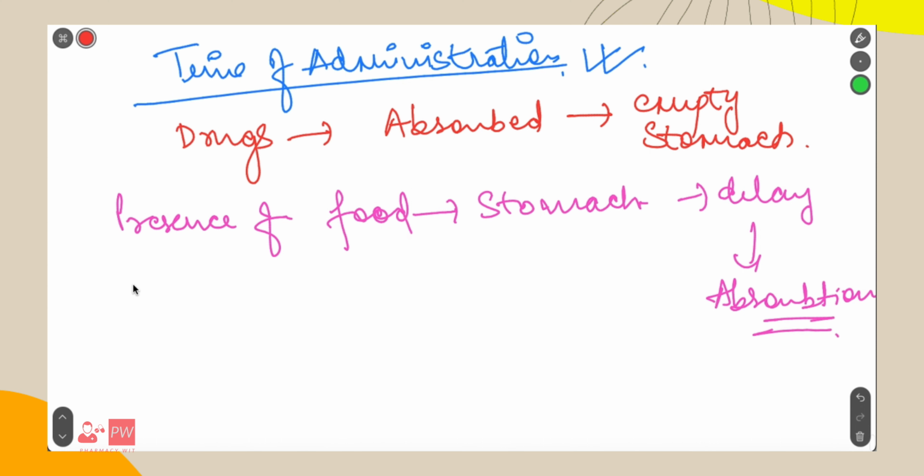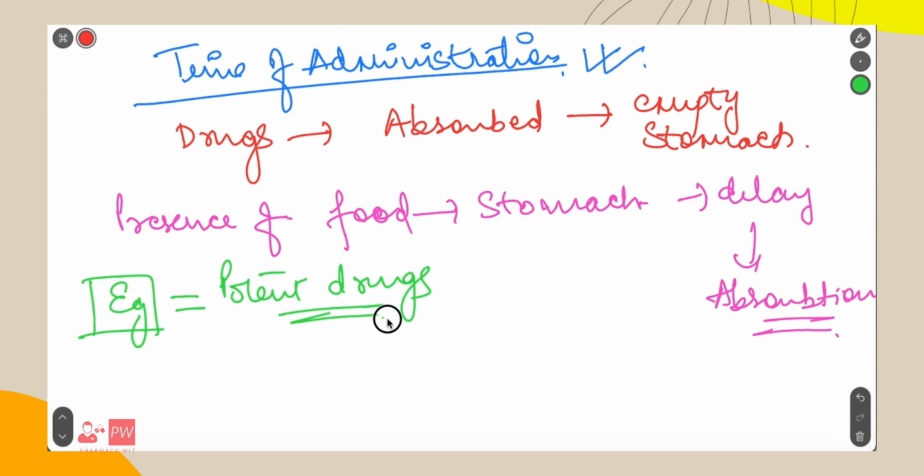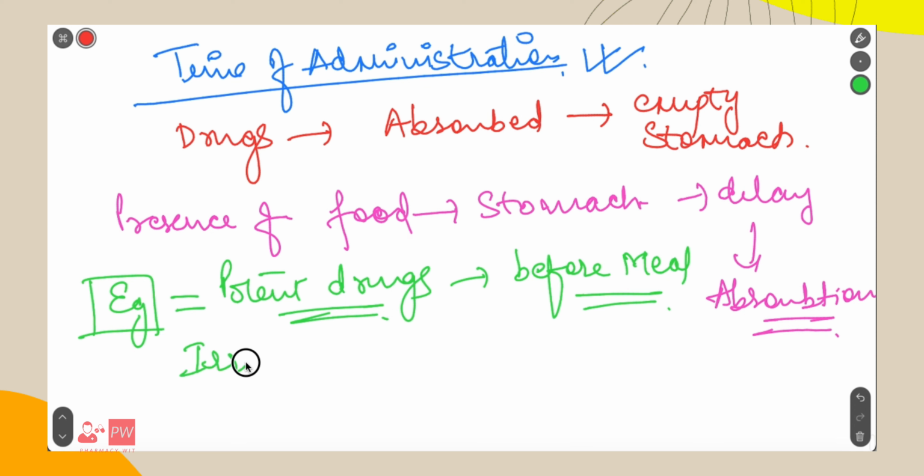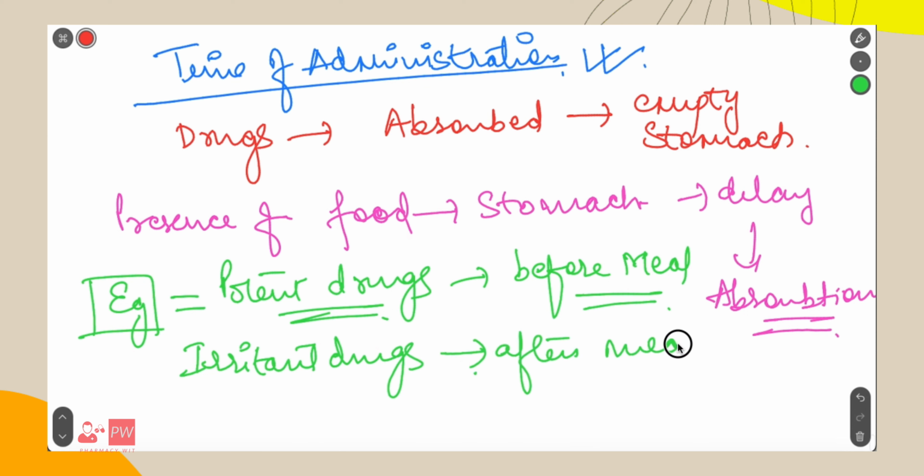Some drugs have to be given at a particular time. For example, potent drugs have to be given before meals, and irritant drugs have to be given after meals. Why do irritant drugs have to be given after meals? So that the drug is diluted with the food and thus produces less irritation. That's why it is preferred to give them after meals.